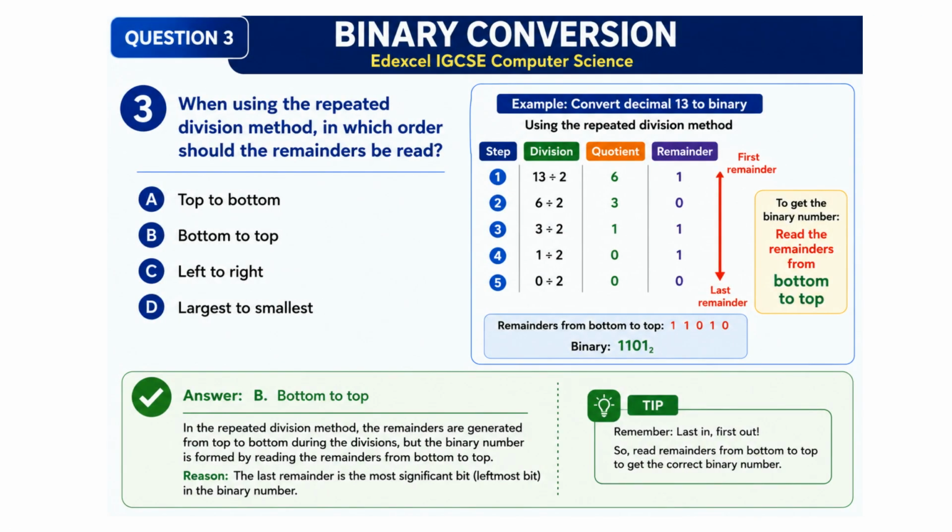the top. For example, when converting 13 into binary, the remainders are 1, 0, 1, 1 from bottom to top, giving the binary number 1101. A simple way to remember this is last in, first out. So always read the remainders from bottom to top to get the correct binary answer in your exam.